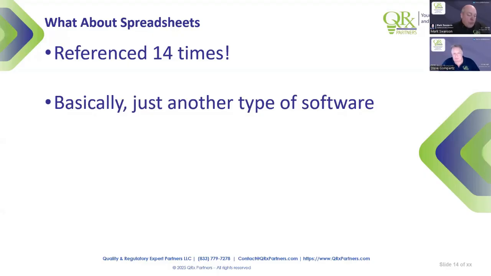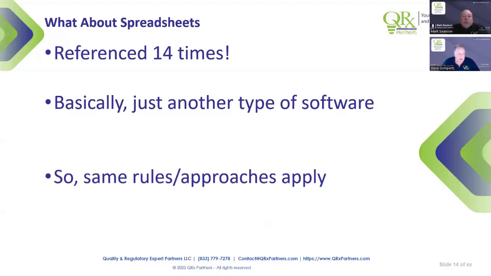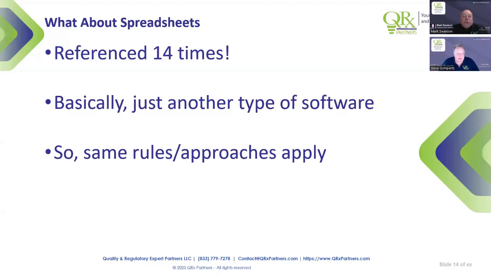But if I start building in some fancy formulas or I build in macros, all of a sudden you're now creating a new piece of software based on top of Excel. You don't have to validate Excel, but you're going to have to validate those functions depending on the risk of what they do. So basically, your spreadsheets potentially become just another piece of software, so the same rules and approaches apply to it. It's not a different beast or a different animal.